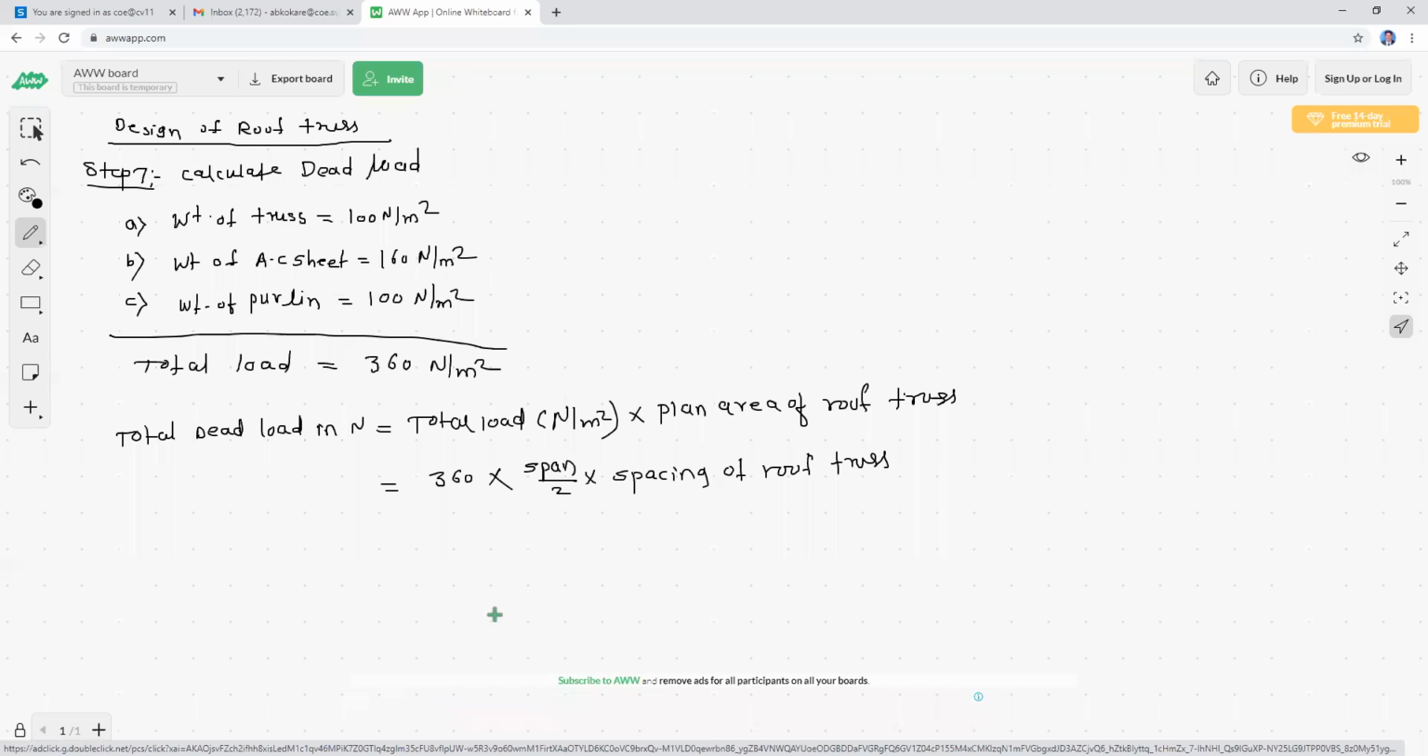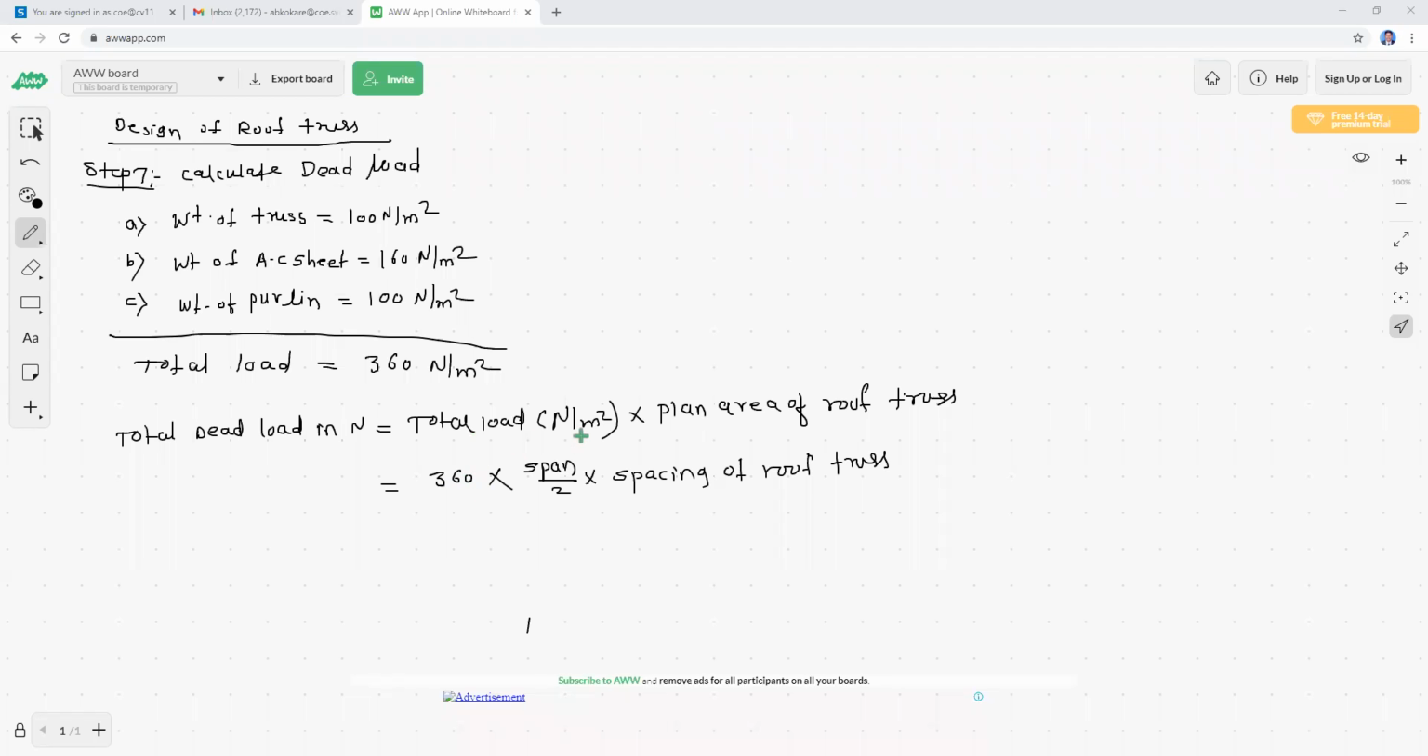Okay, so is this correct? No, 360 is our answer. 360 is the total load. Sonali, 360 is the total load, that is not given. So 360 is the total dead load, in Newton per meter square. So we have to multiply by the plan area of the roof truss.